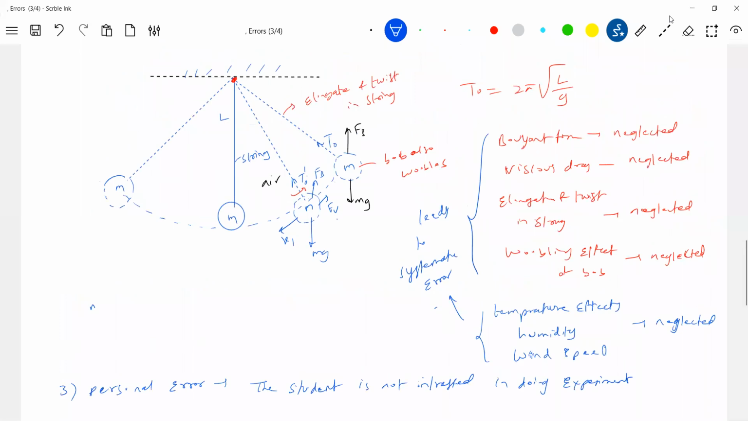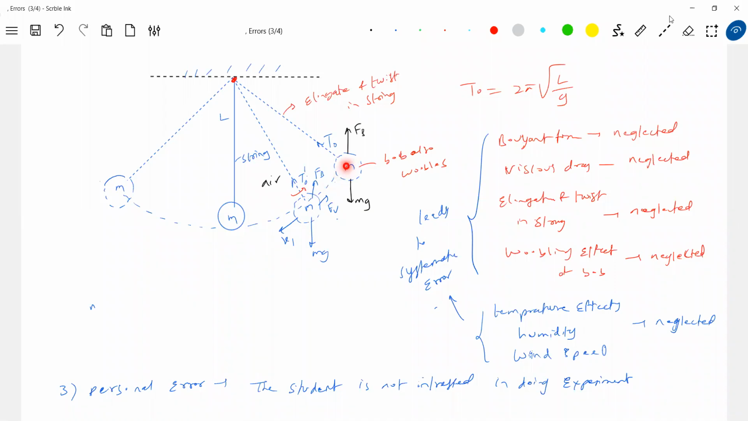So what is actually needed? You should displace the bob and release. The moment you release, you should start counting time. But what do you do? You release the bob, and when the bob is somewhere here or here, you start counting time. I think that is an error, no? And next, time taken for 10 oscillations.